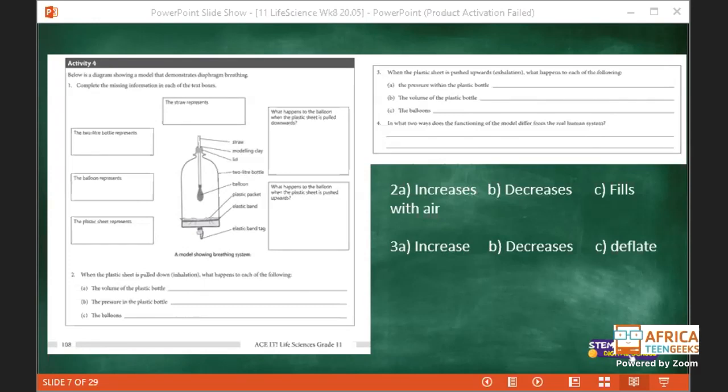They don't fully deflate, unlike the balloons. Okay, cool. Yeah, I can give you that one. Half a mark at least.